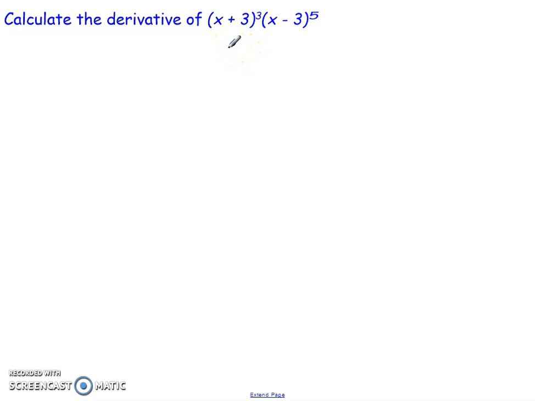All we do is we follow the same steps. So I'm going to assign my (x+3)^3 as the f of x. A key thing to remember with that is the power is going with it. So essentially, I'm splitting it off here. Everything on this side is one function, everything on this side is another. So my f of x is the (x+3)^3, and my g of x is going to be the (x-3)^5.